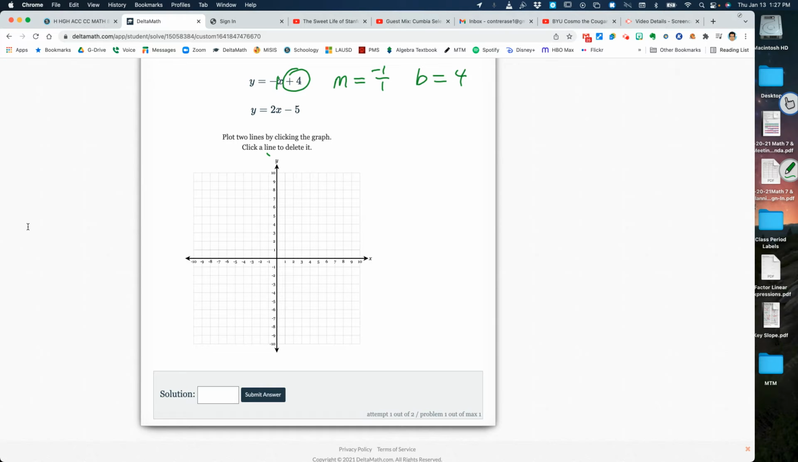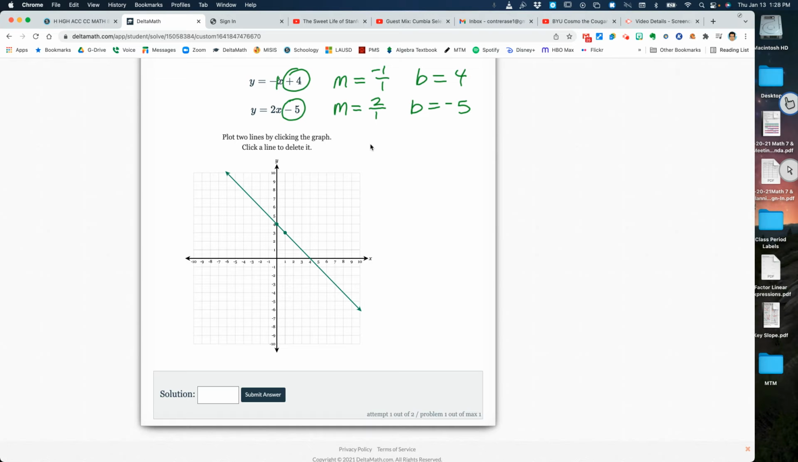So let's find 4, and then we'll use the slope. So we're going to go to 4 on the y-axis, and we'll go down 1 and to the right 1. There is the first line. And let's move on to the second one. The slope value is 2. So I can rewrite that as 2 over 1. And the y-intercept is -5.